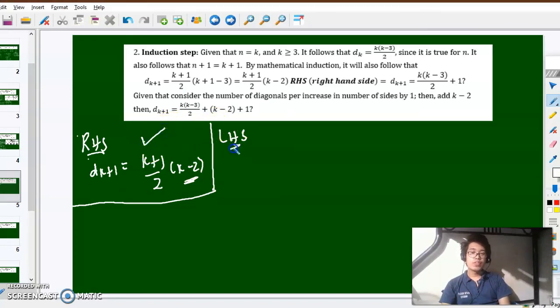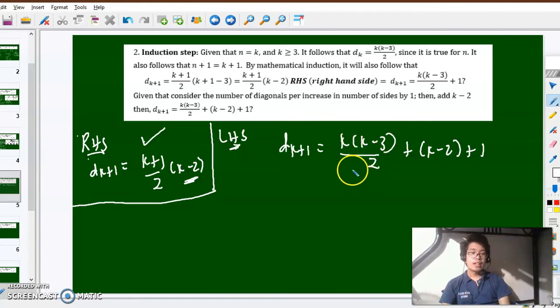Now we have to prove the left hand side. So how do we do that? We have here the formula d sub k plus 1 is equal to k times k minus 3 all over 2 plus k minus 2 plus 1. So where did we get this k times k minus 3 all over 2? Again, this is the formula for the number of diagonals for any polygon.